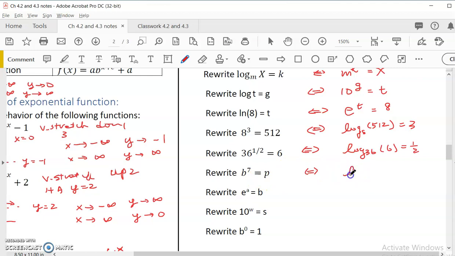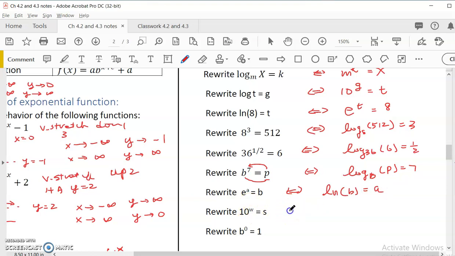Sometimes people do it this way. They would write the log and then get the base, which is b, and then they would go to the other side, which is the output, which is p, and then go back to the input, which is 7. So you start with the base, go to the output, and go back to the input. So this one you would say is base e, so I use ln. ln, the input is the output. The output is the input, a.